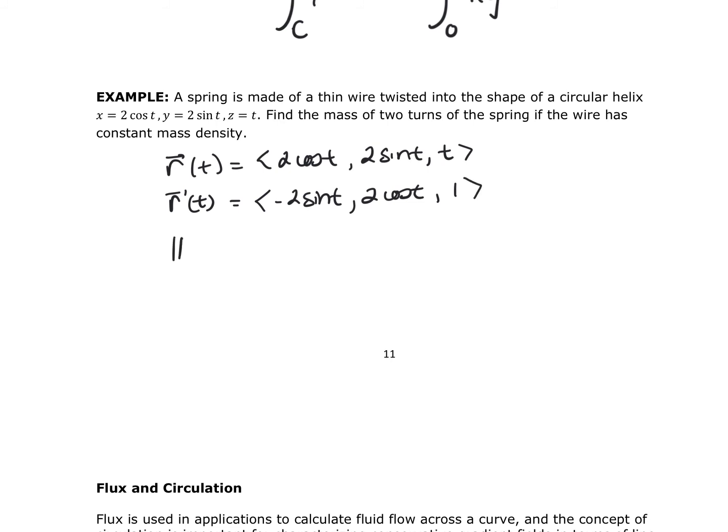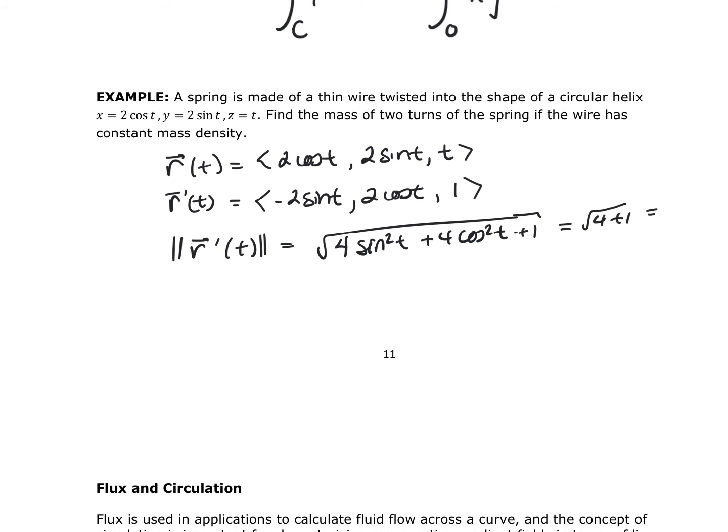And we're probably going to find the magnitude. That's what you're thinking. I'm thinking you're right. So that's going to be the square root of 4 sine squared of t plus 4 cosine squared of t plus 1. Factoring 4 out of the first 2 terms gives me a sine squared of t plus cosine squared of t, which is just 1. So this is going to be the square root of 4 plus 1, which is the square root of 5. So we've done that part.